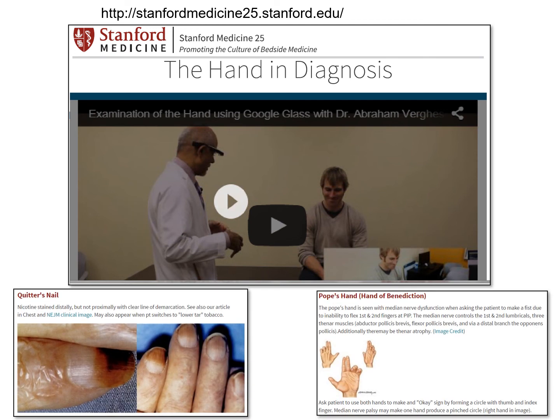And it's absolutely magnificent. Like, for instance, the hand in diagnosis, like certain types of position, like what we call the Pope's hand, can be illustrative of certain types of neuromuscular disorders, or the clubbing in the hands, or what we call quitter's nail, which is nicotine staining.